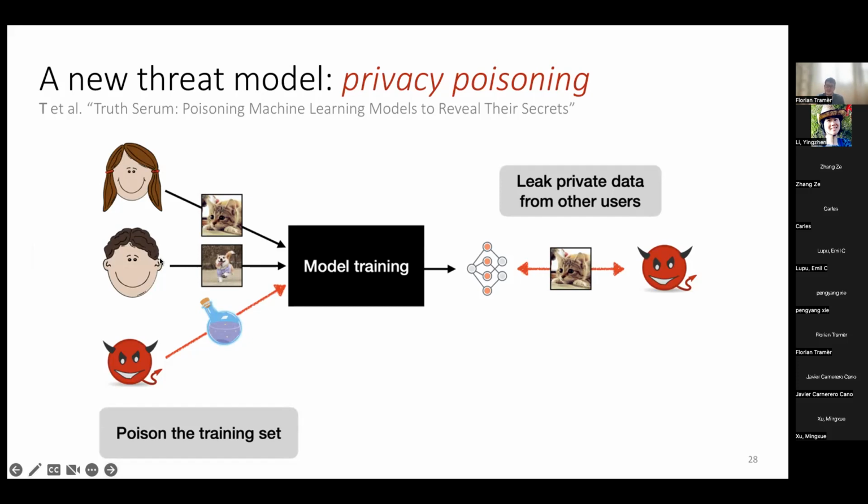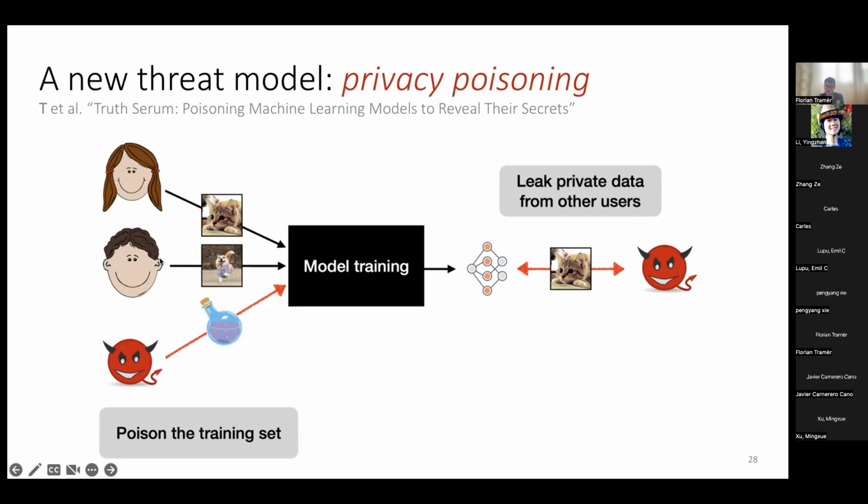You can think of this as an analogy: the adversary is using their ability to write into the training set to later read off entries from other users. And we show that this combination of attack strategies, data poisoning on one hand and privacy attacks on the other, is actually incredibly powerful.